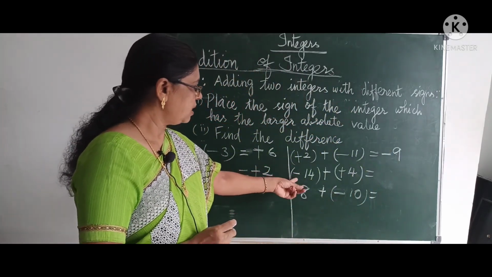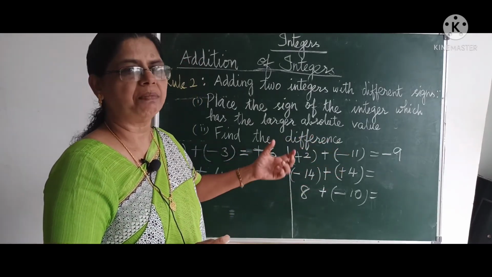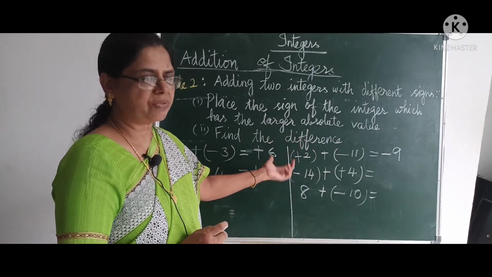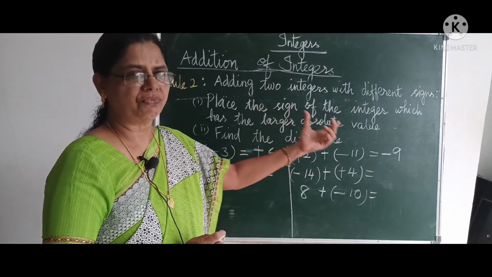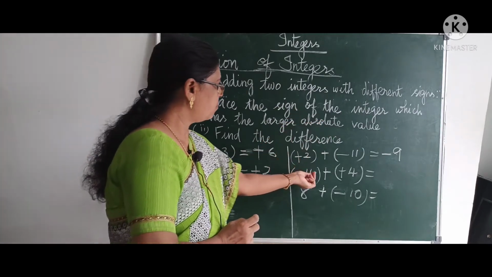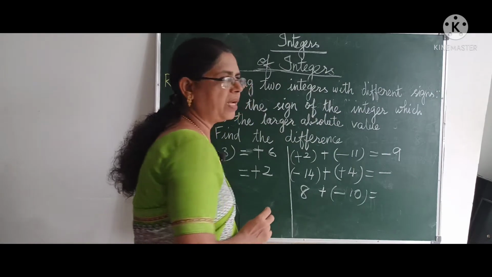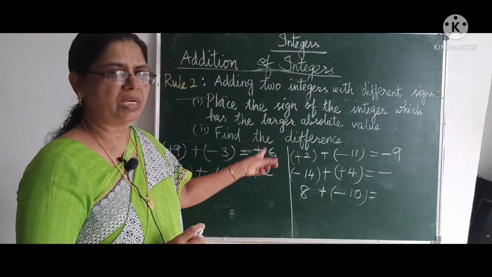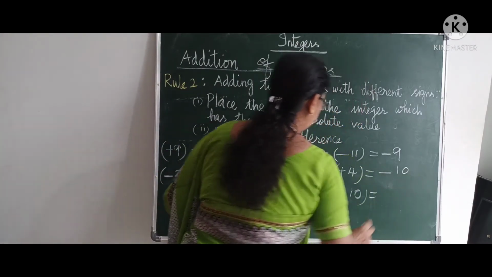The next one, minus 14 plus 4. Take the absolute values of these two integers. One is 14 and another one is 4. So between 14 and 4, 14 is greater than 4. In the sum, 14 has minus sign. So put minus sign and then find out the difference between 14 and 4. Difference between 14 and 4 is 10. So the answer is minus 10.